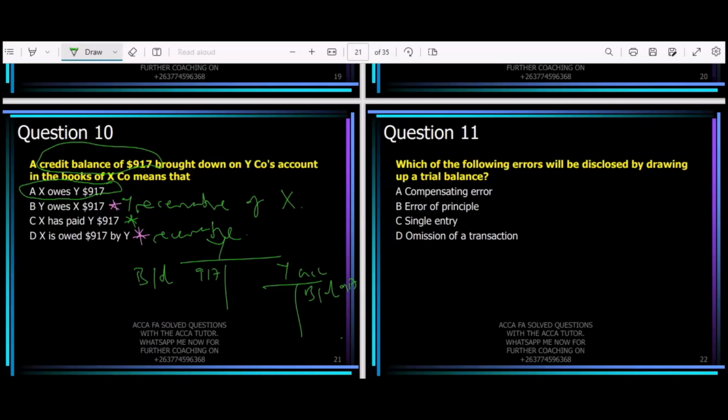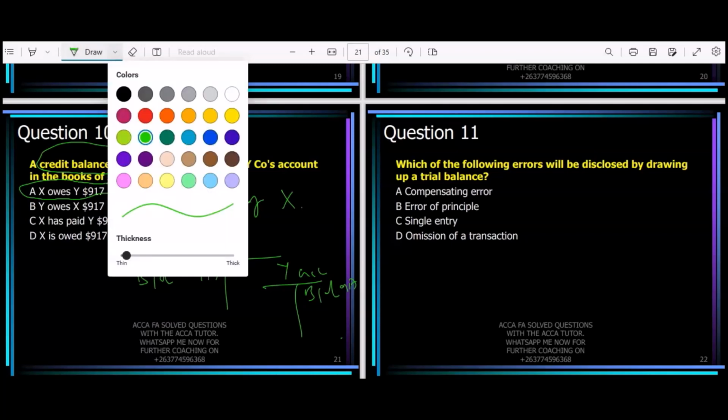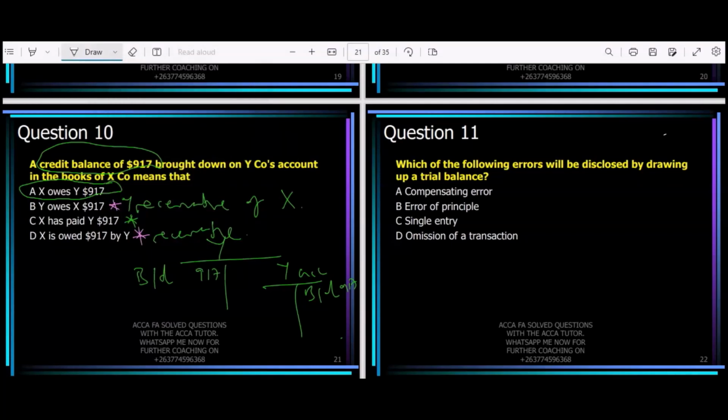Which of the following errors will be disclosed by drawing up a trial balance? Remember, there are errors which cannot be disclosed even if we originate a trial balance. So you should be in a position to identify those errors which are not going to be detected by the trial balance and which ones are going to be detected. This type of question, if the examiner says which of the following errors will be disclosed by drawing up a trial balance, is what we call a multiple response question.